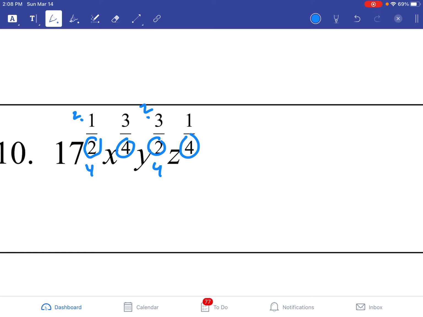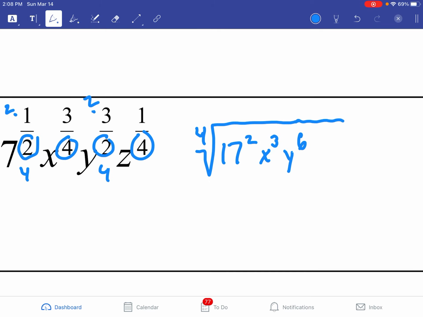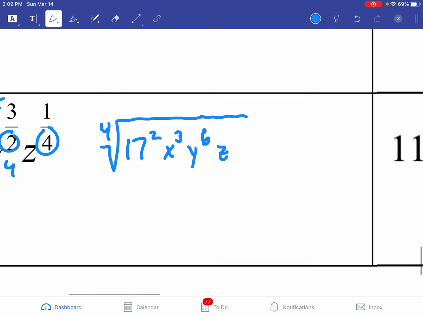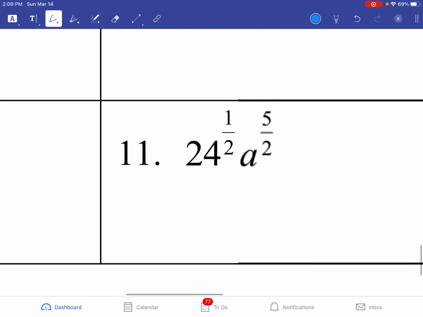Okay, which gives me the 4th root of 17 squared, x to the 3rd, y to the 6th, because again I multiplied 2 times 3, and let's extend that a little bit, z to the 1st. I don't need to write the 1. Okay, so they all have to have a common radical to work under. So that might mean you have to change the denominators because you reduce those, because somebody reduced those fractions. Okay, that's why reducing fractions can be a little bit tricky.